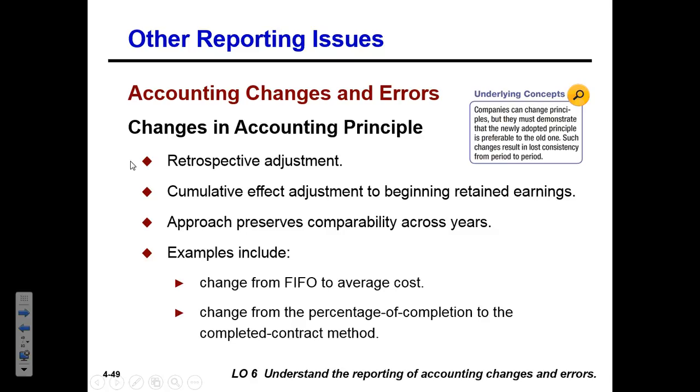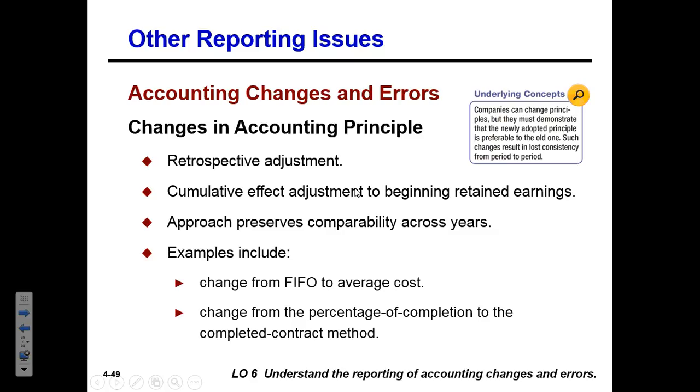Retrospective adjustment, what does that mean? We're going to go back and restate the prior years, okay? Cumulative effect adjustment into beginning retained earnings. So it's a what if. What if I had been using this other method, right? Adjust retained earnings. Or I'm going to correct the error.